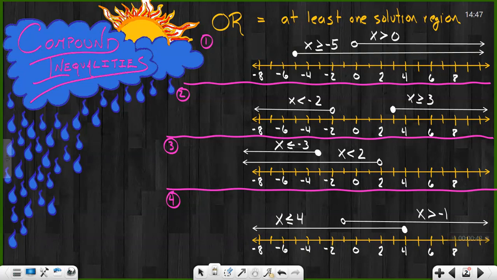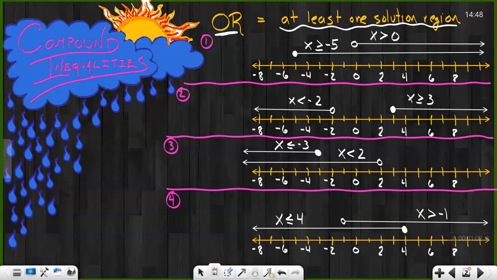The first word that we're going to examine is or. The word or means that at least one solution region. All right, you're looking for at least one solution region. If a point lies in at least one of them, it is a solution to our compound inequality. Let's take a look at question number one to explain what we mean.